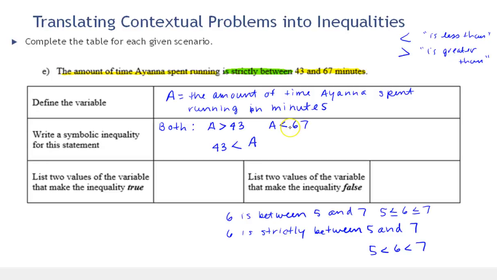And now I'm going to use this part. A is less than 67. So notice how this puts A between 43 and 67. And in this case, strictly between 43 and 67. Okay? And in general, if you have more than 2 expressions, so here we have 3 expressions, all of your inequality symbols should be pointing in the same way.